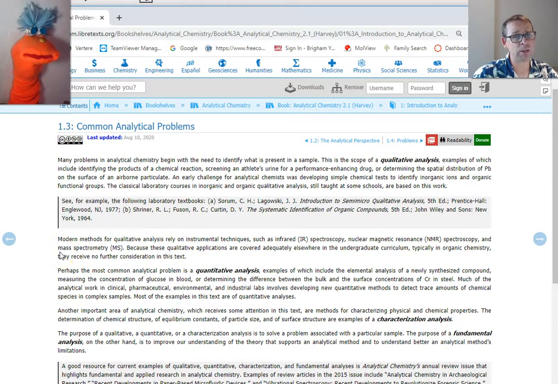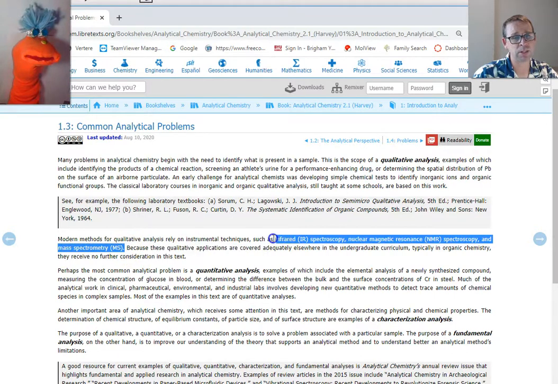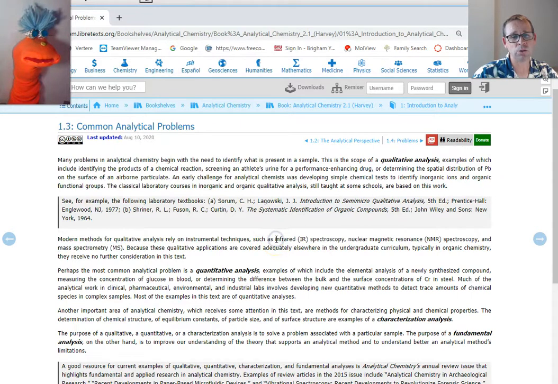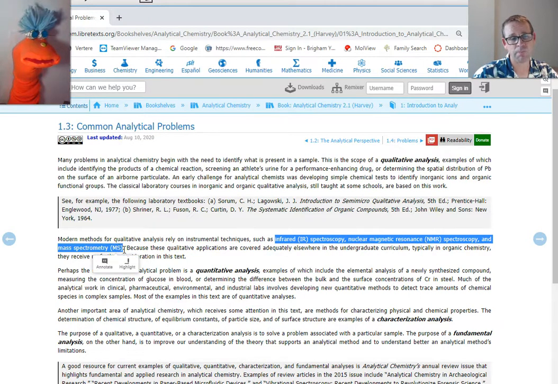I'd like you to email me and let me know if you are familiar with these techniques or if you are not. In fact, instead of emailing it to me, what I'd like you to do is make a video telling me what you know about infrared spectroscopy, nuclear magnetic resonance spectroscopy, and mass spectroscopy. From that, we'll know where we're at and where we have to go. So an assignment: make a video telling me about your familiarity with these instrumental techniques.